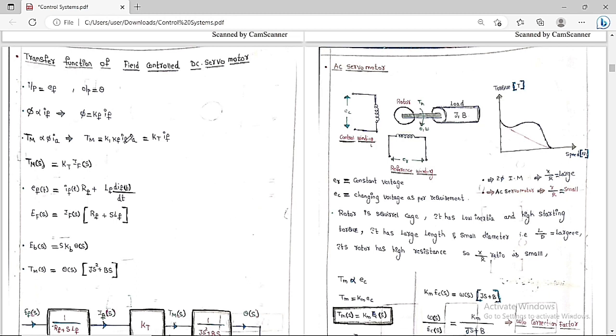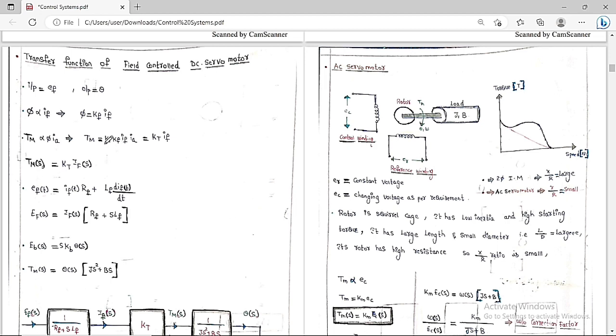And Kf into K1 into Kf is nothing but equal to Kt. Here, if you see clearly, If is a variable. Why is If a variable? Because Ef is a variable. If Ef is a variable, If is also variable. But as Ea is a constant, then Ia is also constant. So therefore, this also I am going to assume as a constant.